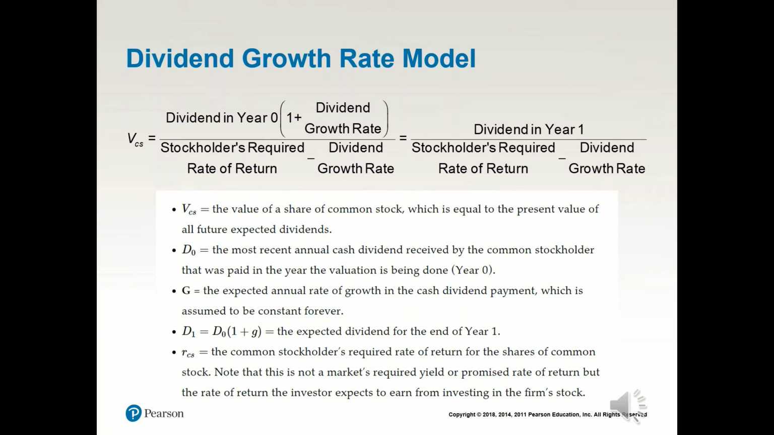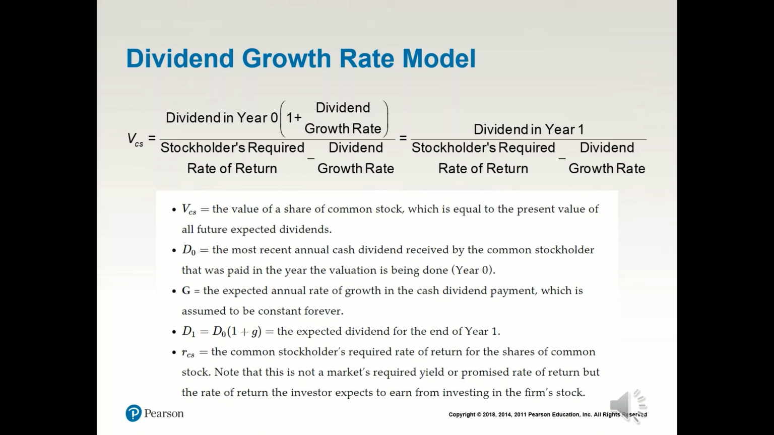Now let's review the dividend growth rate model. Before we look at the equation, let's talk about the definition of these elements. First of all, we're solving for VCS, which is the value of common stock. D0 is the dividend that was paid in year 0. So that is the dividend that has already been paid.